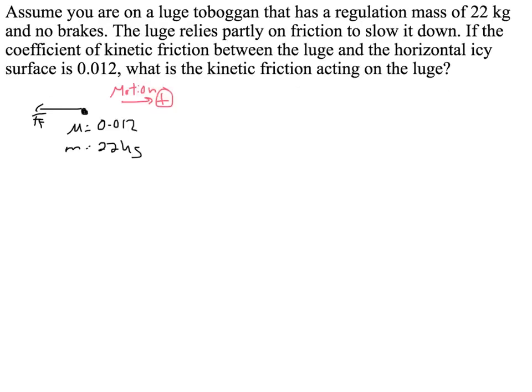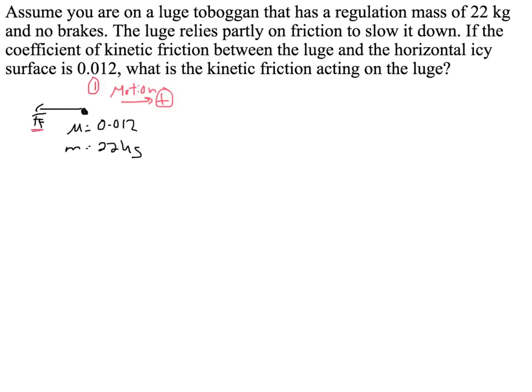Assume you are on a luge toboggan that has a regulation mass of 22 kilograms and no brakes. The luge relies partially on friction to slow it down. If the coefficient of kinetic friction between the luge and the horizontal ice surface is 0.012, what is the kinetic friction acting on the luge? Okay, well, let's just say motion is going to act this way, and that's going to be positive. So I've drawn my free body diagram. You see friction is going in the opposite direction, therefore friction is going left. And we have our mu and our mass written down.